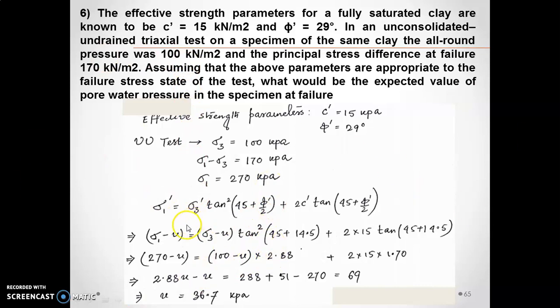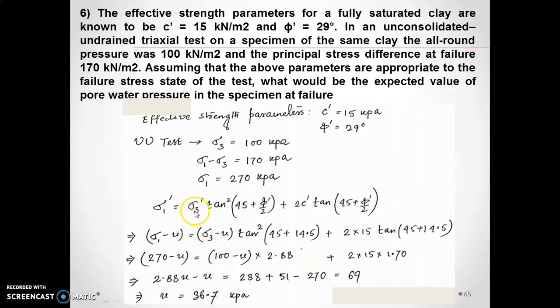So, first you have to calculate, you know this formula: sigma 1 is equal to sigma 3 tan square alpha plus 2c tan alpha. This is in terms of effective stress. So, sigma 1' is equal to sigma 3' into tan square (45 plus phi'/2) plus 2c' tan (45 plus phi'/2). Now, what is sigma 1'? That is nothing but sigma 1 minus u. You have to deduct the pore water pressure from this normal stress.